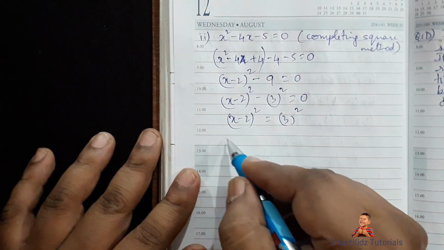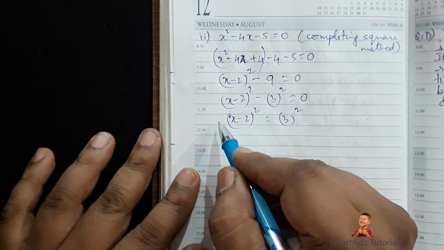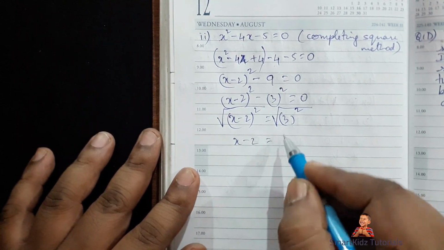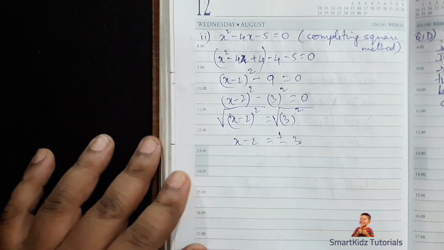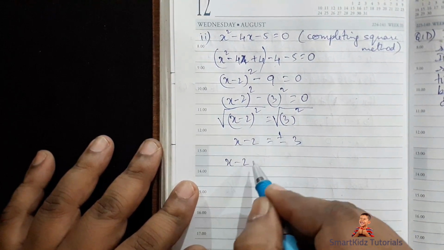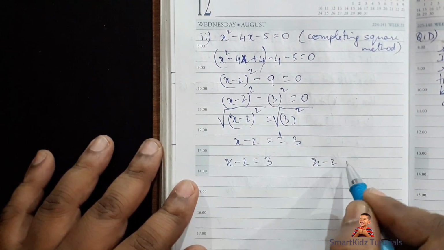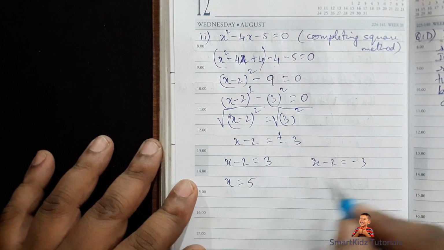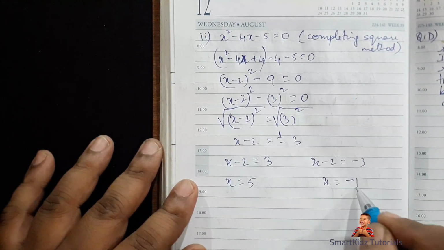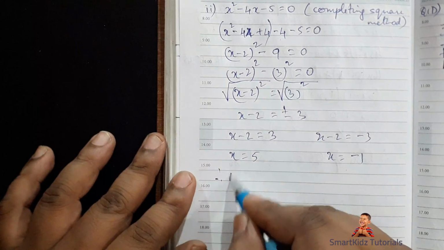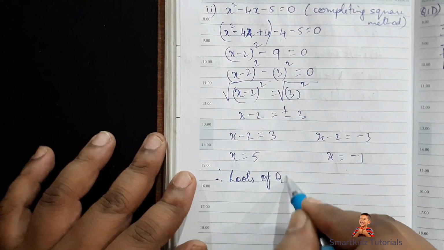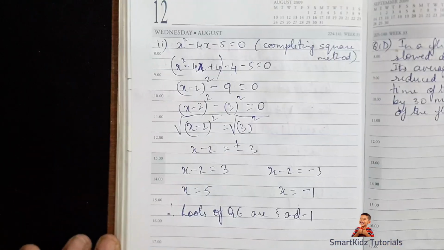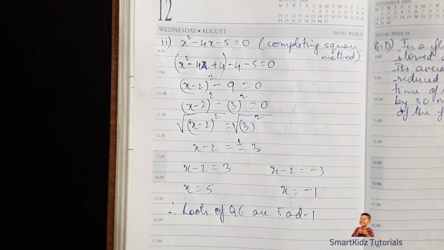Or if we use the square root on both the sides, so that means we'll get x minus 2 equal to plus or minus 3. It means we'll get x minus 2 equal to positive 3 and x minus 2 equal to negative 3. So x equal to 5 we'll get here, and x equal to minus 1 is what we'll get. So you can say therefore roots of the quadratic equation are positive 5 and negative 1. Again, for 3 marks you can answer either this one or the one that we have answered before.